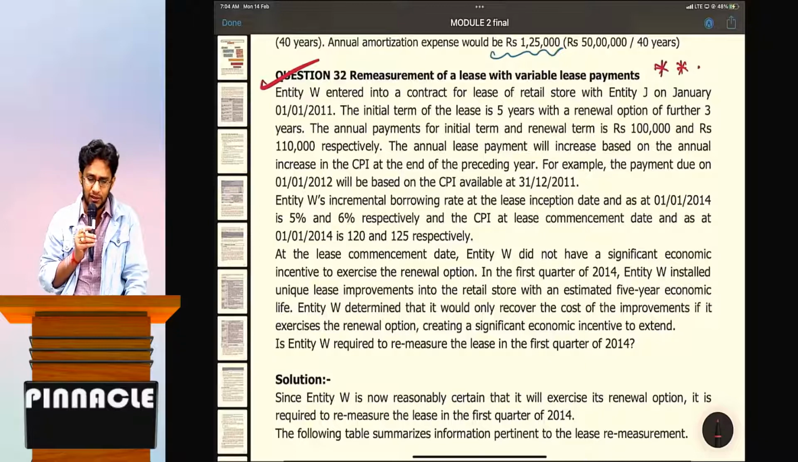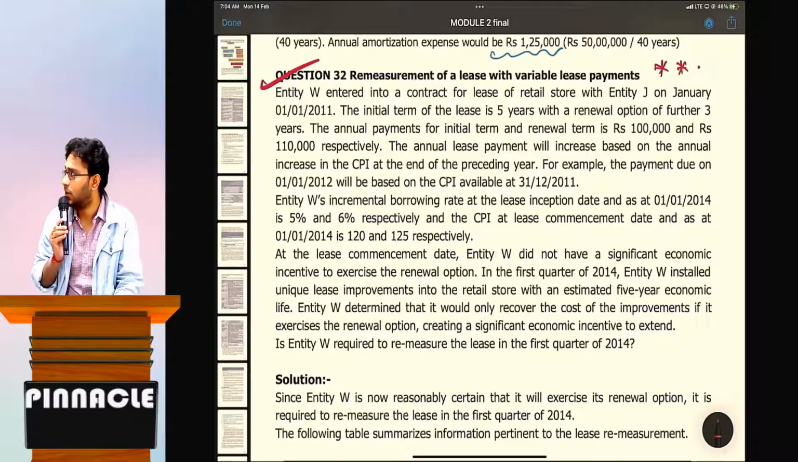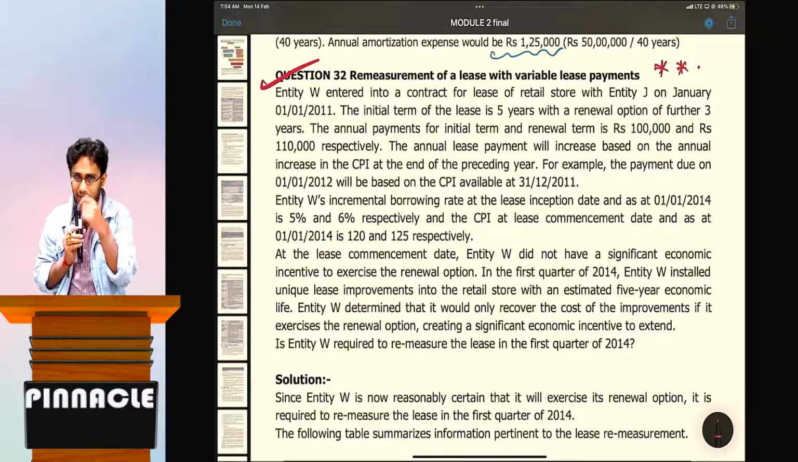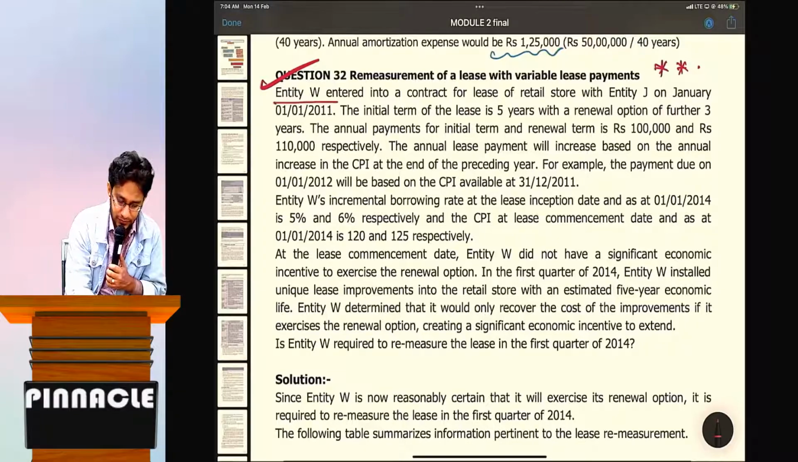For example, the payment due on 1/1/2012 will be based on the CPI available at 31st December 2011. Now, in the example, whatever he has given, he is telling one more point also now, indirectly. Carefully understand. What is the lease starting date?